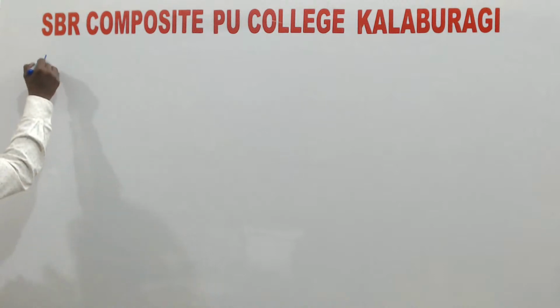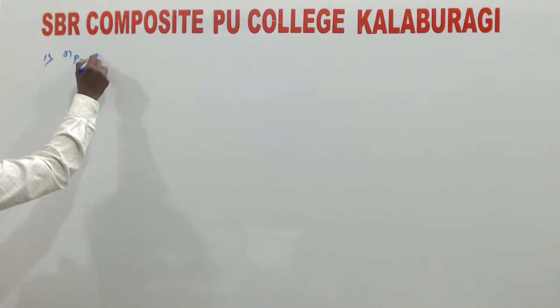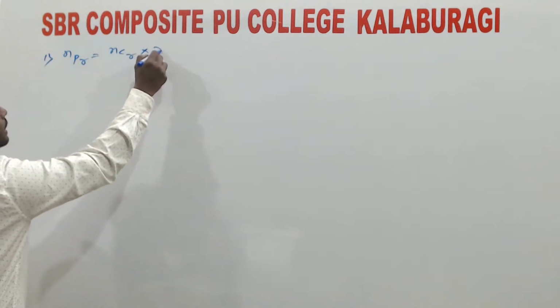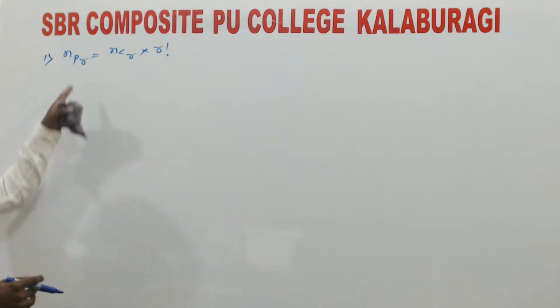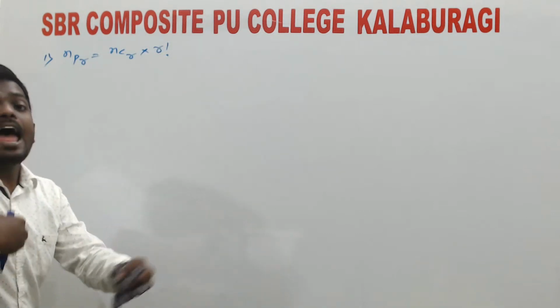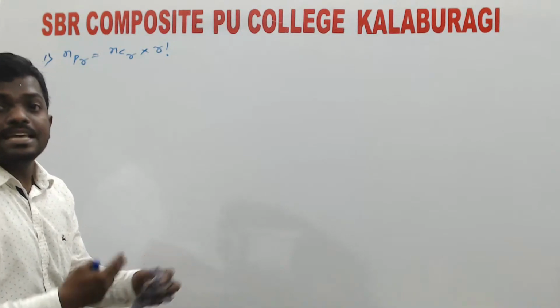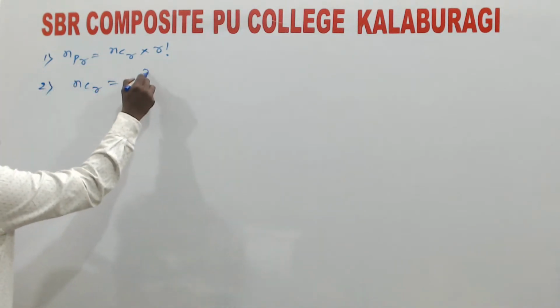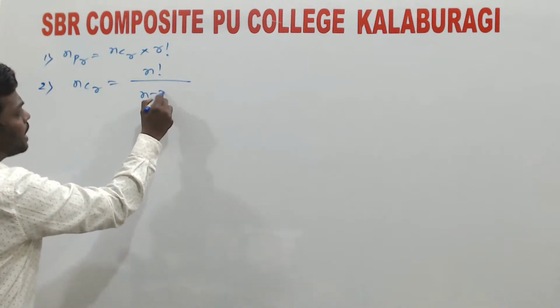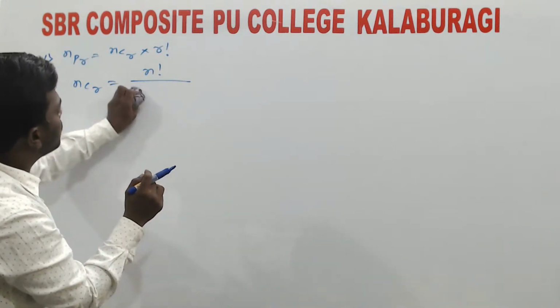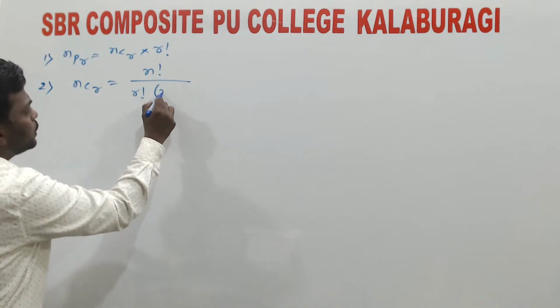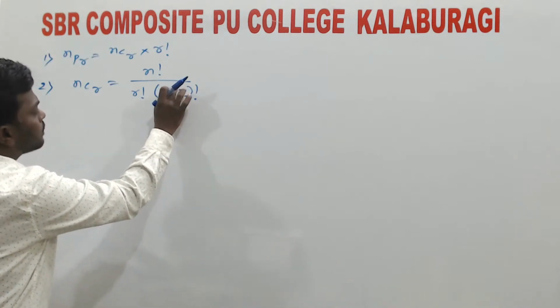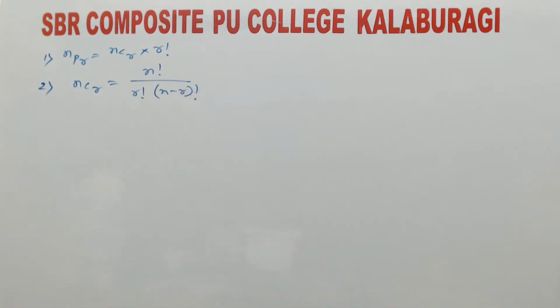So the first relation we have seen is nPr is equal to nCr into r factorial: permutation is selection and arrangement. The second one: nCr is equal to n factorial by r factorial into (n minus r) factorial. Now we shall see some of the special cases.